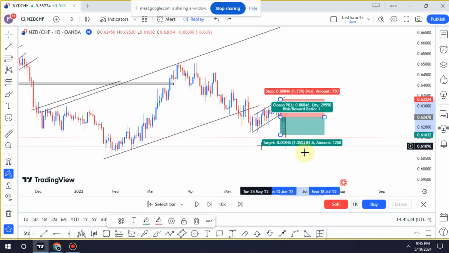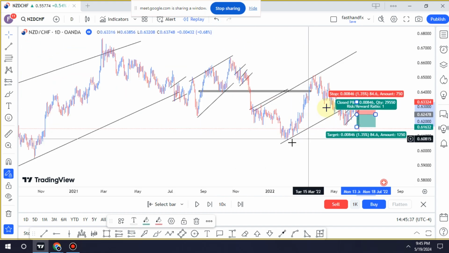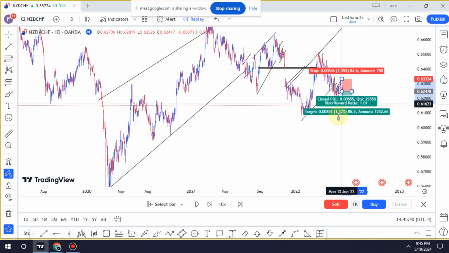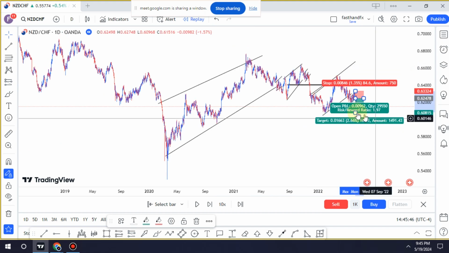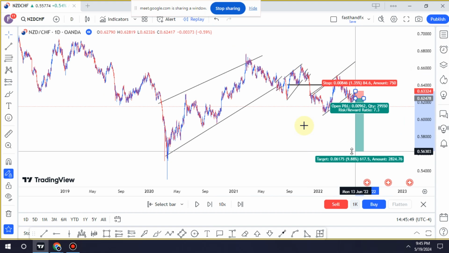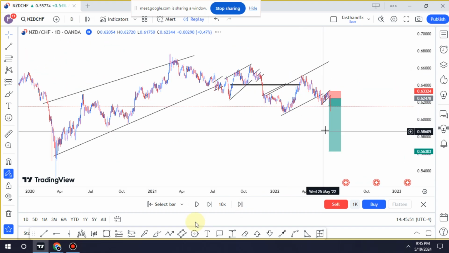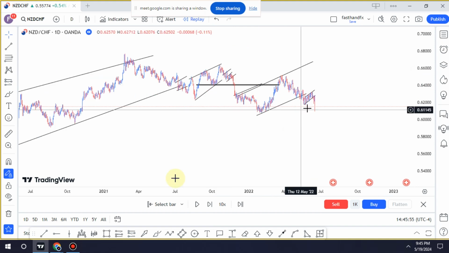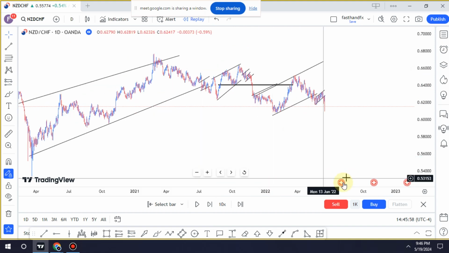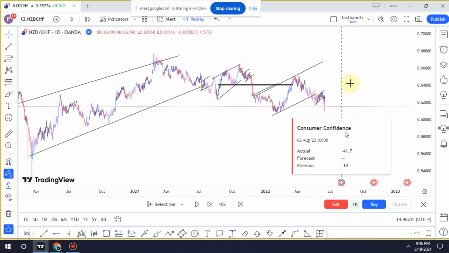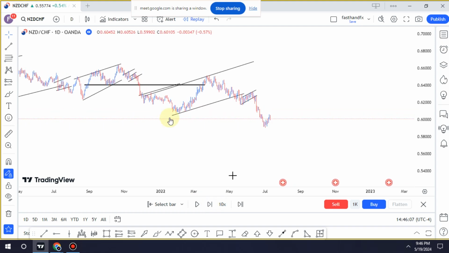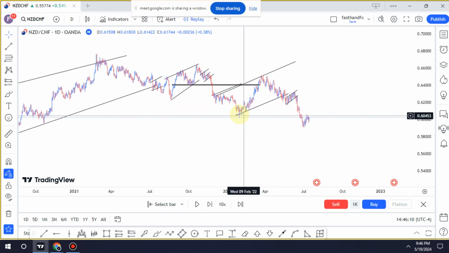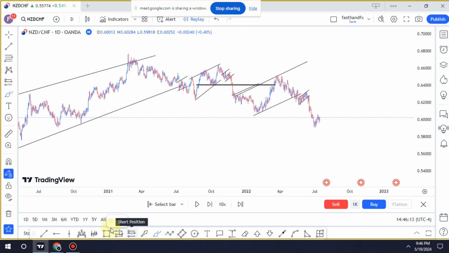Not bad. And your second TP should have been this level right here, and if you are a swing trader, it should have targeted all the way to this level right there. So you see, this was, first take profit was hit.